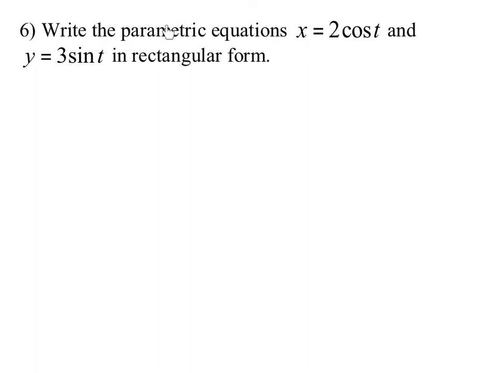All right, in this problem, I'm going to write parametric equations, given x equals 2 cosine t and y equals 3 sine t, in rectangular form. So I have this set of parametric equations and I'm going to write them in rectangular form. In other words, I want to write something like a circle or an ellipse for these two. So let's see what happens. The first thing we need to do is solve for sine t and cosine t.